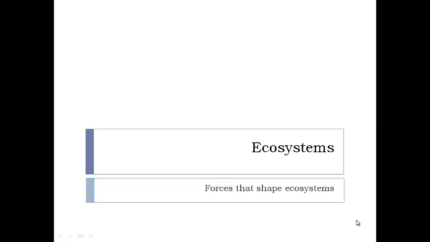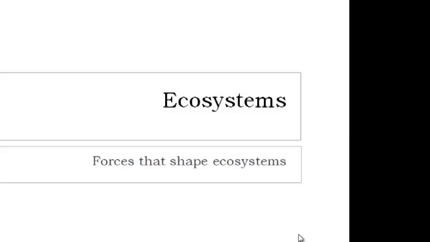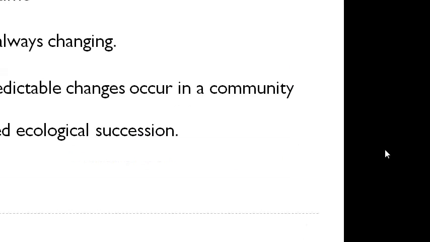All right, today we're going to be looking at ecosystems and the forces that shape ecosystems. So the first main idea is ecological succession. That would be the changes that an ecosystem undergoes over time. And although ecosystems look like they are stable and static, ecosystems are always changing. There's a series of predictable changes that will occur in a community over time, and that again is ecological succession. And some of those forces can be natural or they can be influenced by humans.